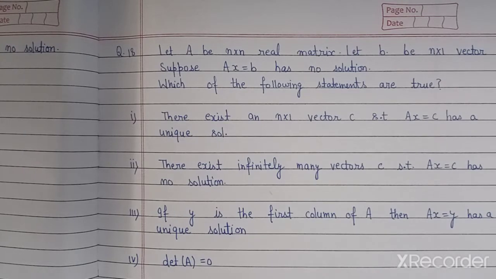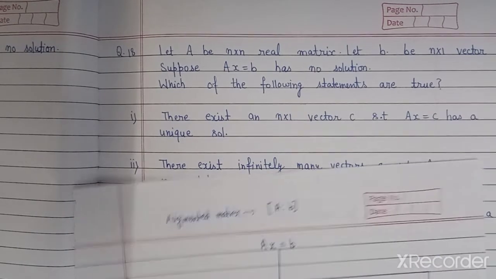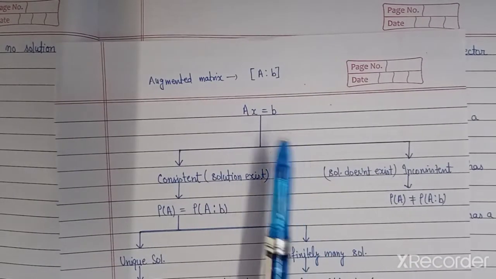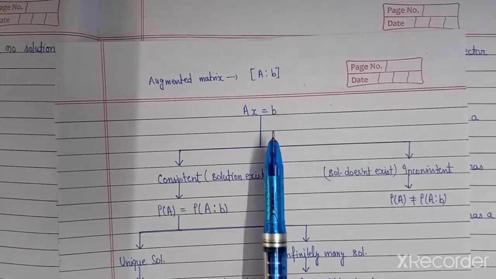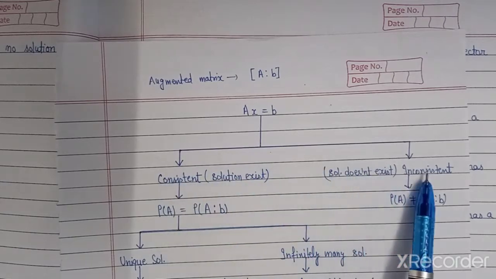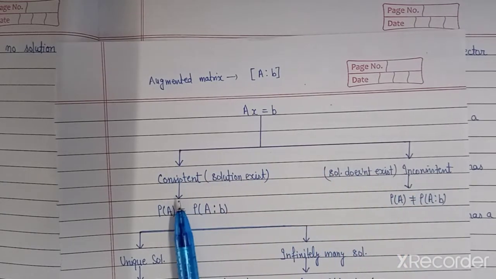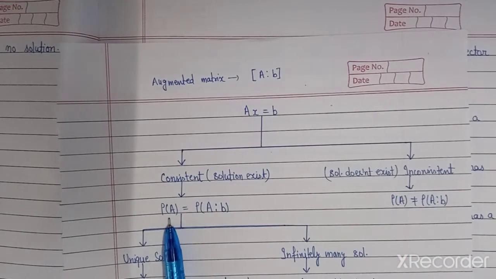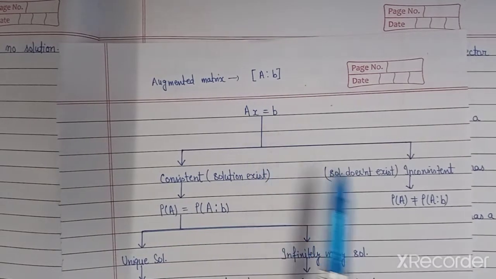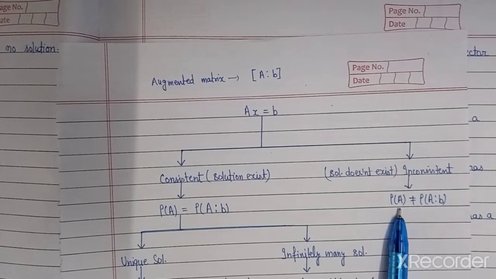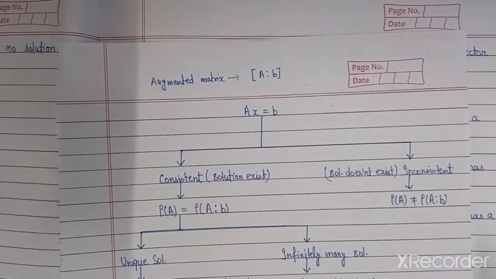These are the options. Before proceeding toward the options, first we will see the basic concepts used in this question. If we have a system of linear equations written in matrix form Ax = B, then this may be consistent or may be inconsistent. For consistent, the condition is that rank of A must be equal to rank of A augmented B. And for inconsistent, rank of A is not equal to rank of A augmented B.